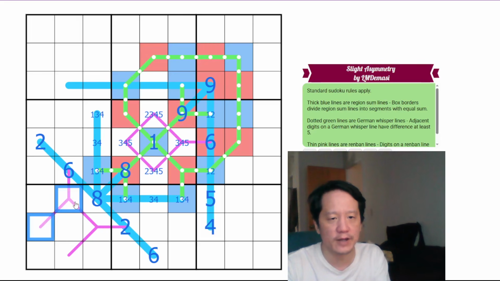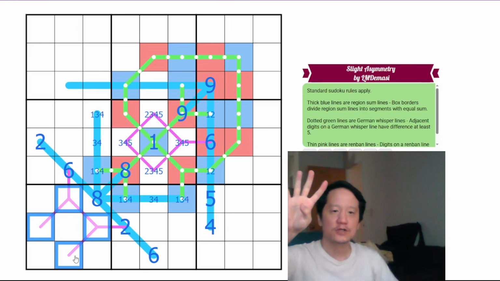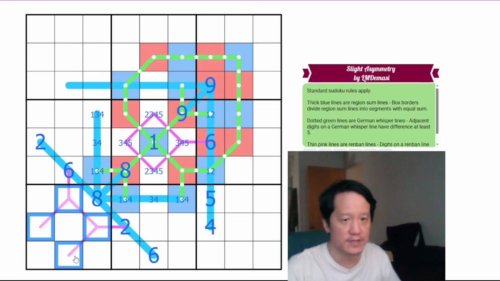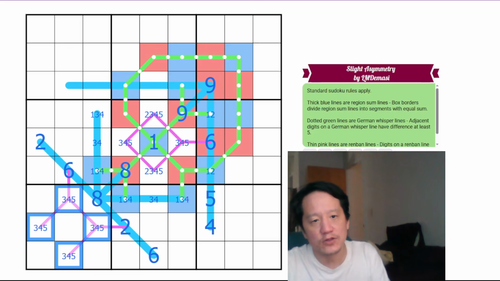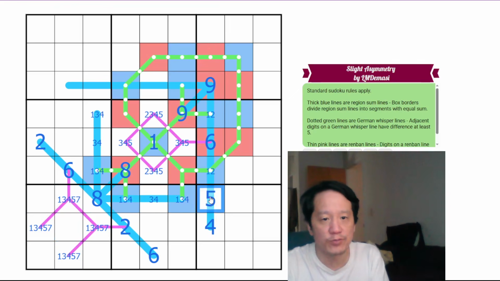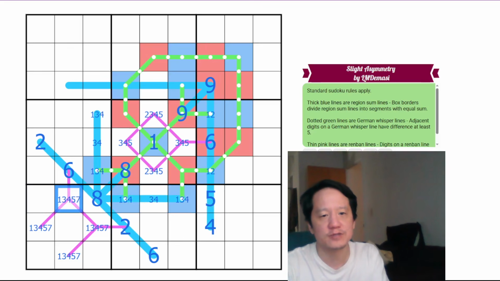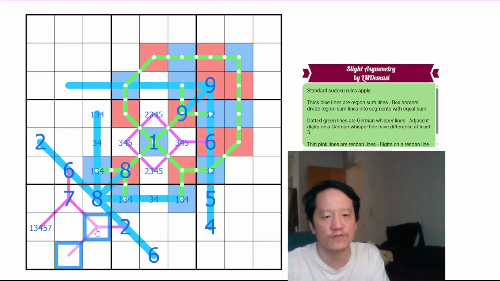This renban has to have 2 and 6 in it. And then there's 4 more digits. So that includes 3, 4, and 5, definitely. And either 1 or 7. We're not sure which. This cannot have 1, 3, 4, or 5 because of the 1, 3, 4 triplet and the 5 in the row. So this has to be 7 then, which means the remaining digits on this renban are 3, 4, and 5.